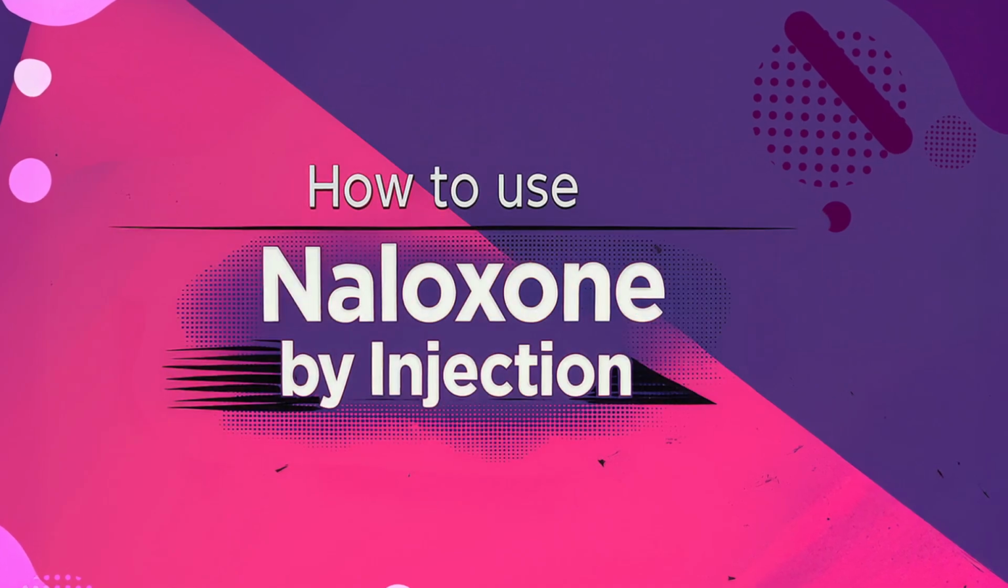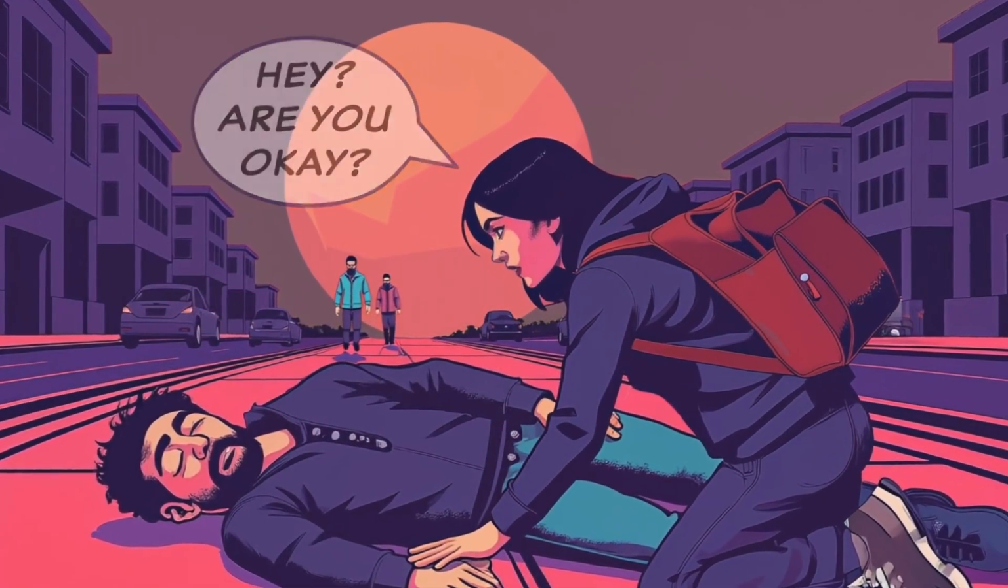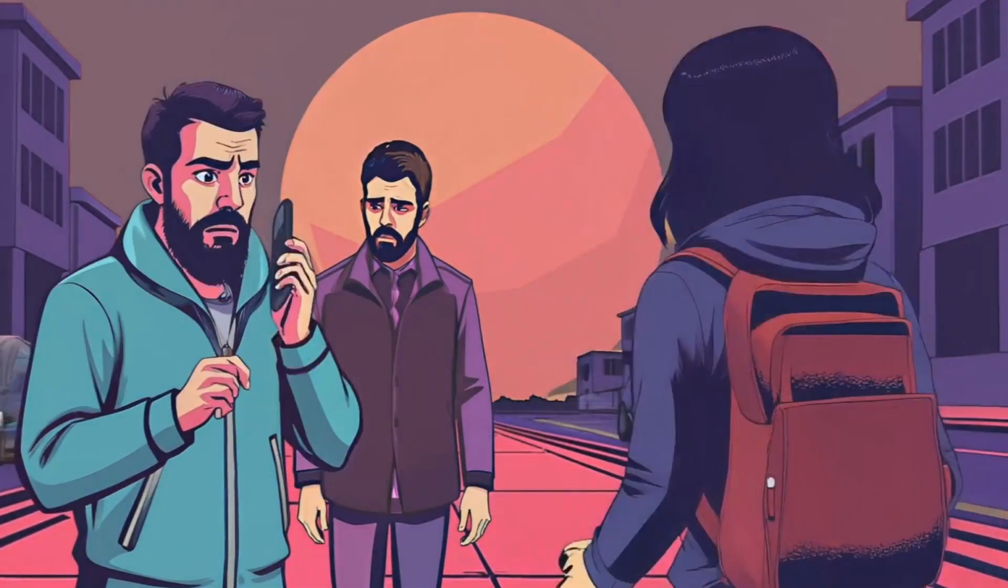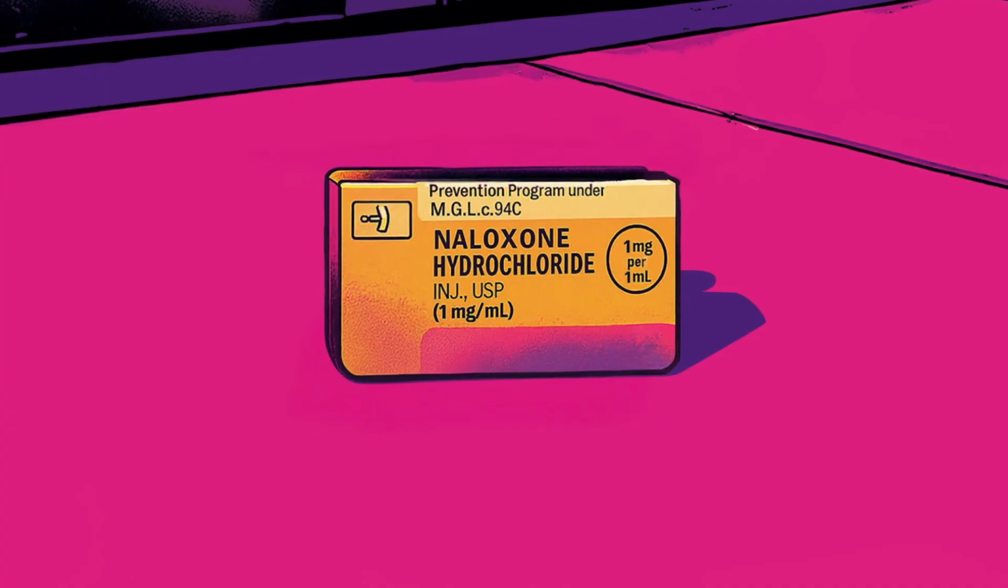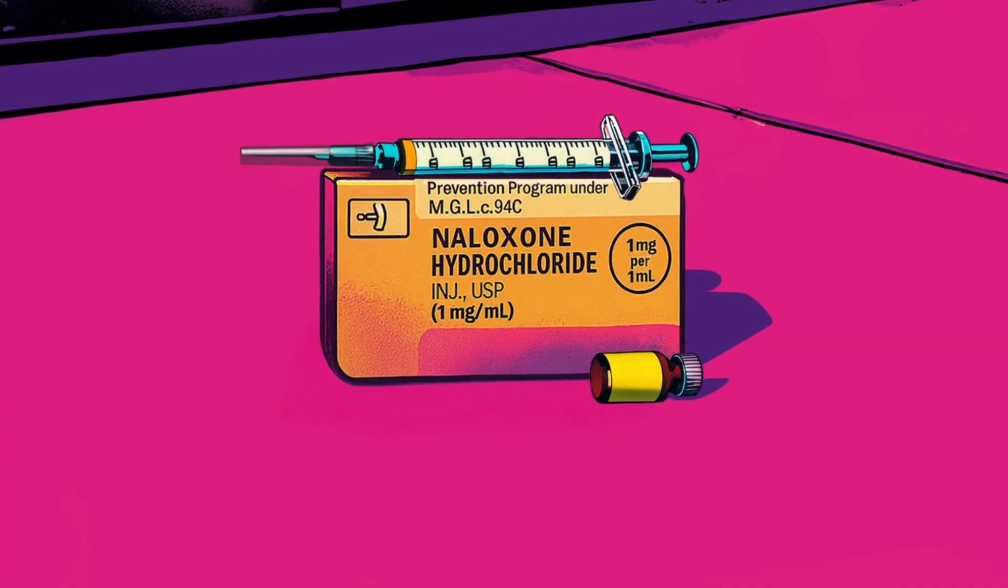How to use naloxone by injection. Check if the person is responsive. If they are unresponsive or not breathing, do the following. Have someone call 911. Then, to give naloxone by injection, you need a syringe, needle, and a vial of naloxone.